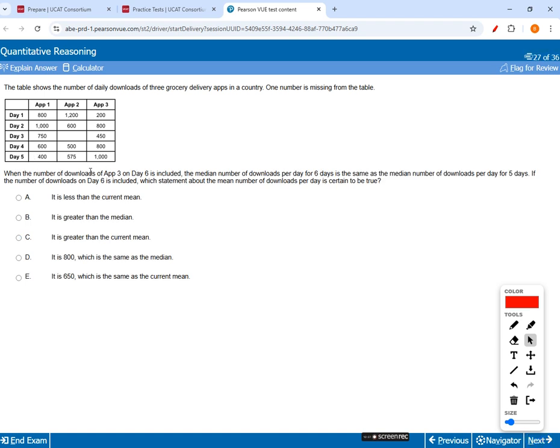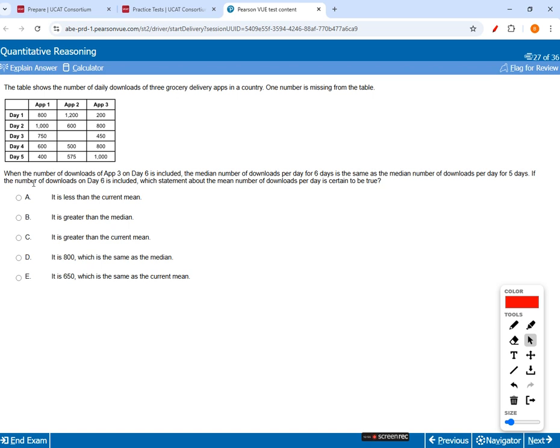When the number of downloads of app 3 on day 6 is included, the median number per day for 6 days is the same as for 5. That means the middle number does not change. What is the middle number? The third number, which is 5 plus 1 divided by 2, 6. Third number. Number 1, 400. Next. Number 2, 600. Oh, 750 is the median number, it will stay the same.